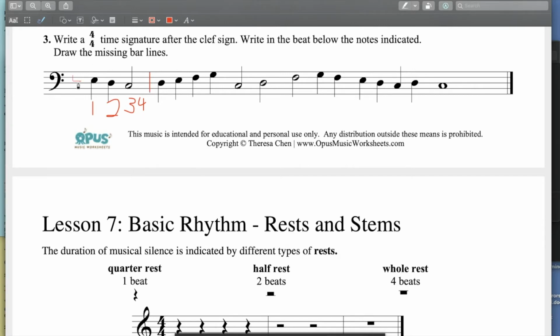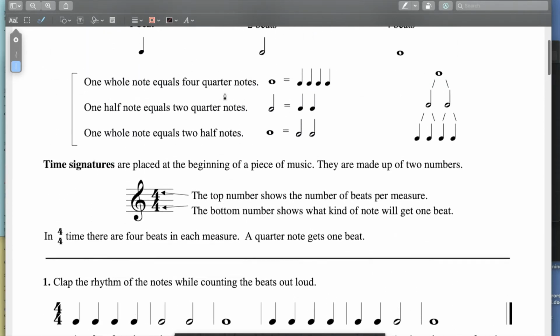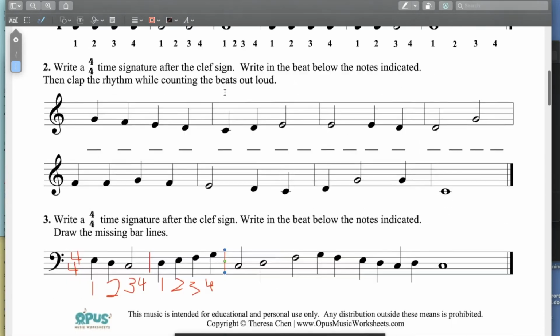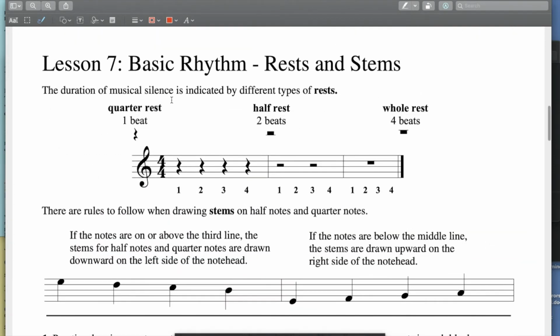I should draw my 4/4 in here. That's an ugly 4. Anyways, 1, 2, 3, 4. Then over here, I also need to draw my 1, 2, 3, 4. And then I'll need to draw another bar line. Then use your knowledge of the 1, 2, 3, 4 stuff to draw another bar line. It's not 4 symbols, it's 4 beats. So you might have to look back up here and go, oh, the half note is 2 beats. Oh, the whole note is 4 beats. Stuff like that. Rests and stems.